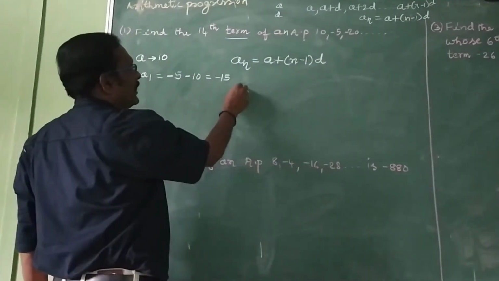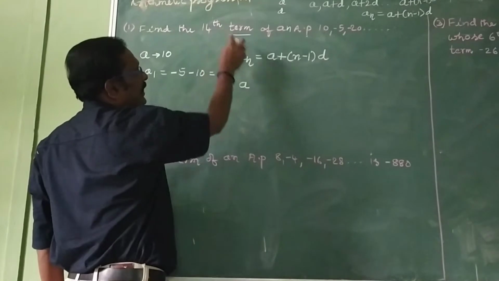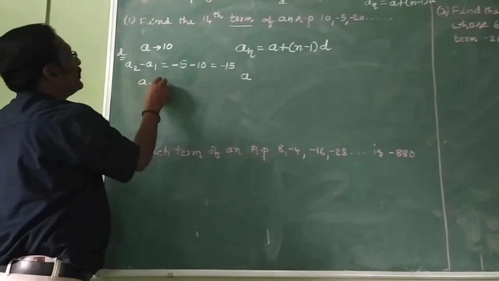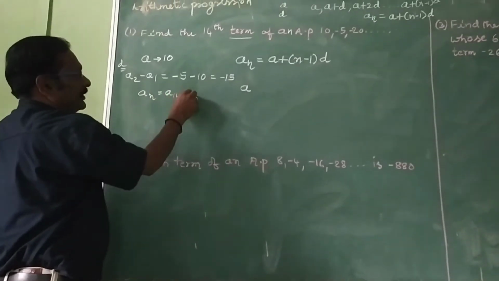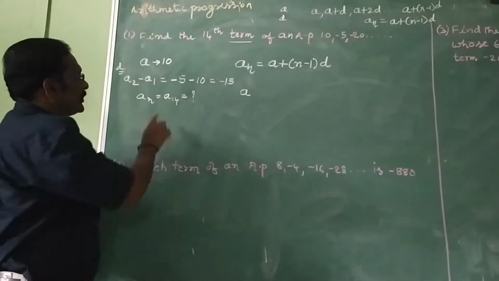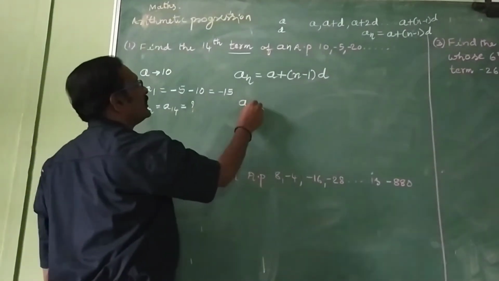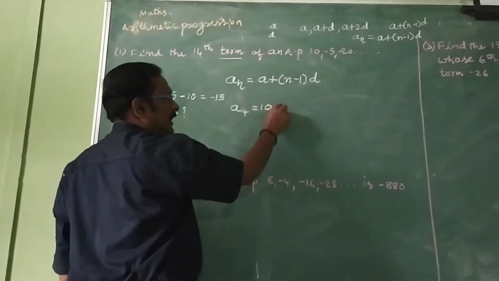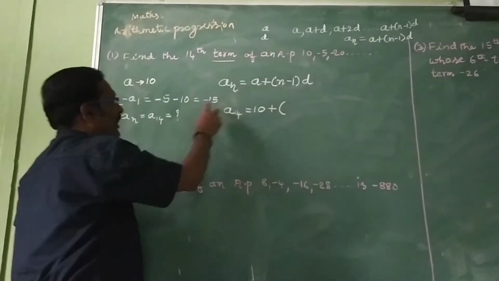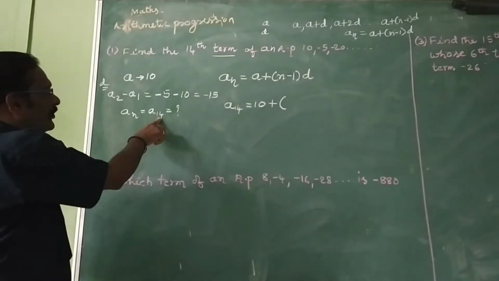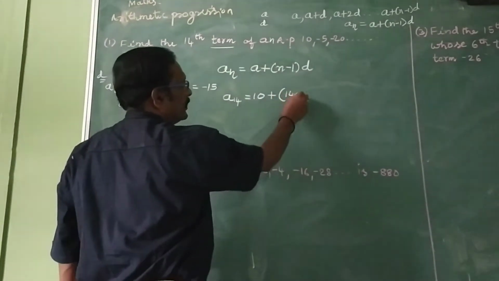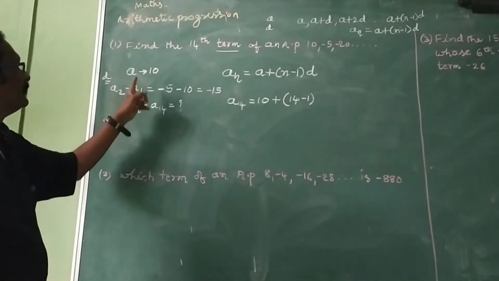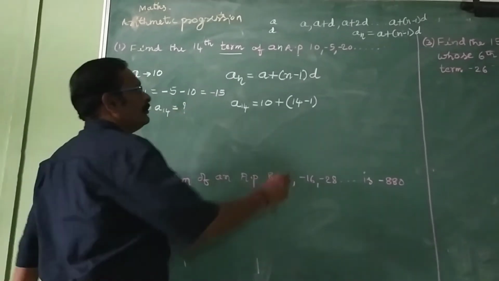Now, I am going to find the 14th term, that is an, the 14th term. That we have to find. So n is equal to 14. The 14th term is equal to the first term 10 plus bracket n minus 1, that is 14 minus 1, and the d value is minus 15.